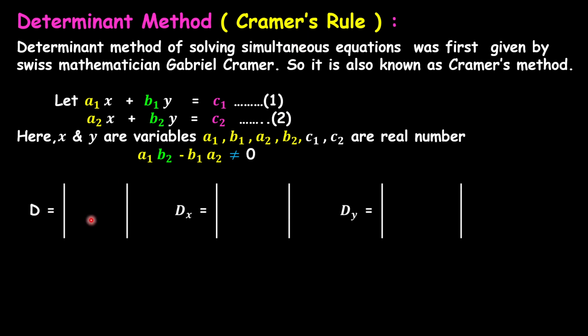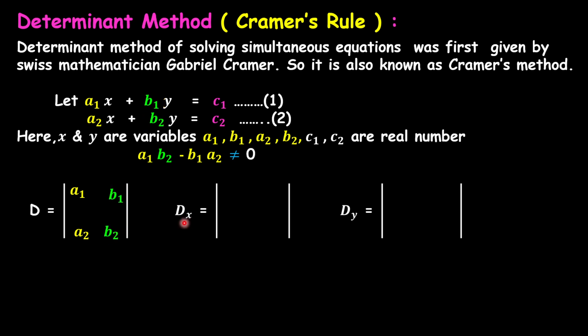Now, we have to take three determinants. The first determinant D is equal to, we take the first column as the coefficients of x with their sign. The coefficients of x are a1, a2. Therefore, the first column of determinant D is a1, a2. Now, we take the second column of determinant D as the coefficients of y with their sign. Here the coefficients of y are b1, b2. Therefore, the second column is b1, b2.